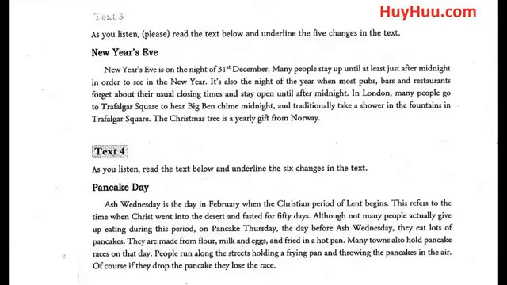Text 3. As you listen, please read the text below and underline the 5 changes in the text.